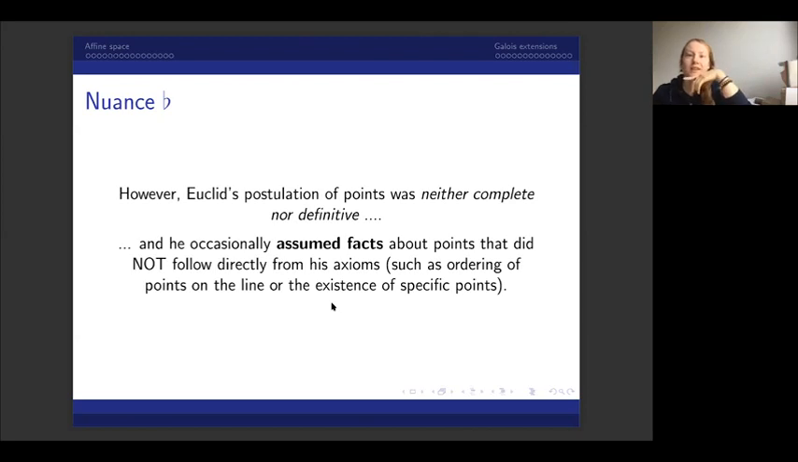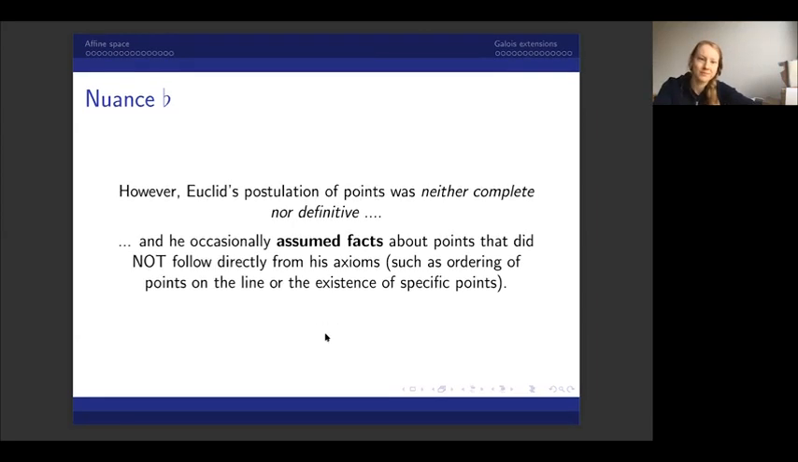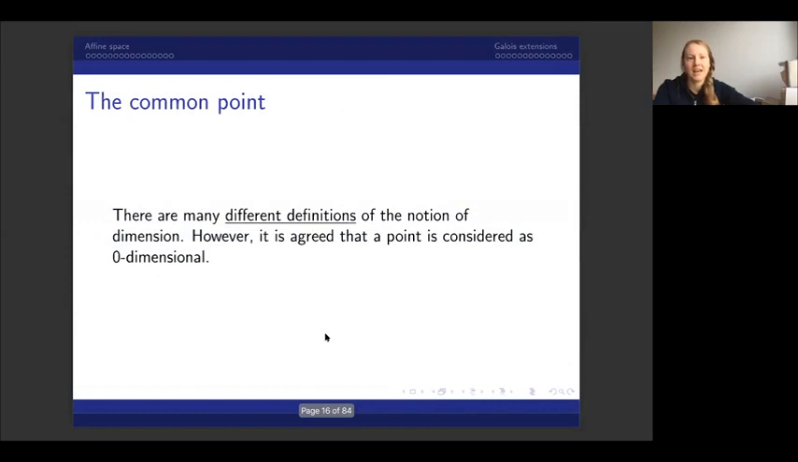This tells you a lot about the kind of problem we're investigating, right? And so, I found this title amusing. The common point of the notion of this point is that although you have very different definitions, very different theories defining the notion of point, they all have something in common. They all agree on the fact that a point is considered as zero dimensional.